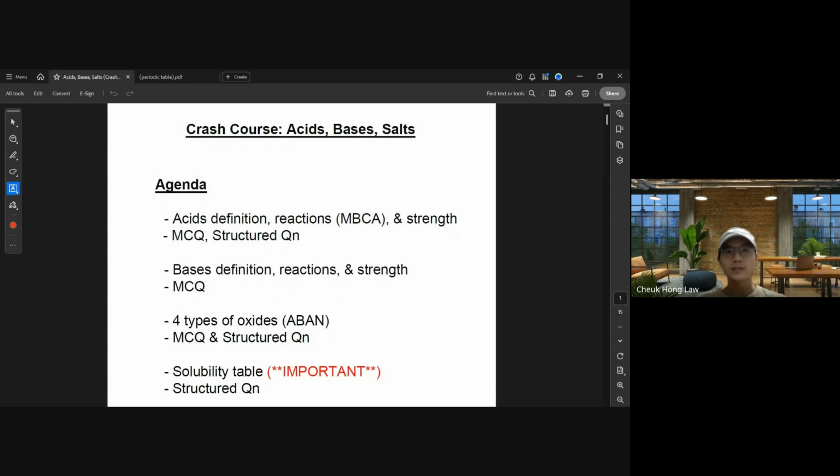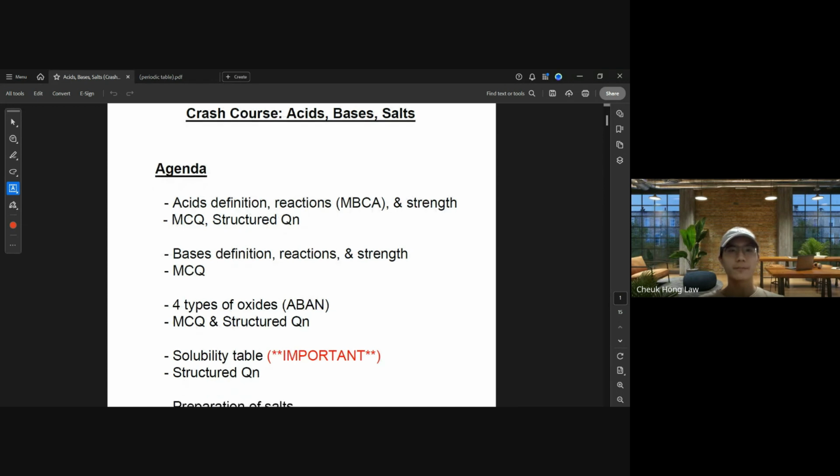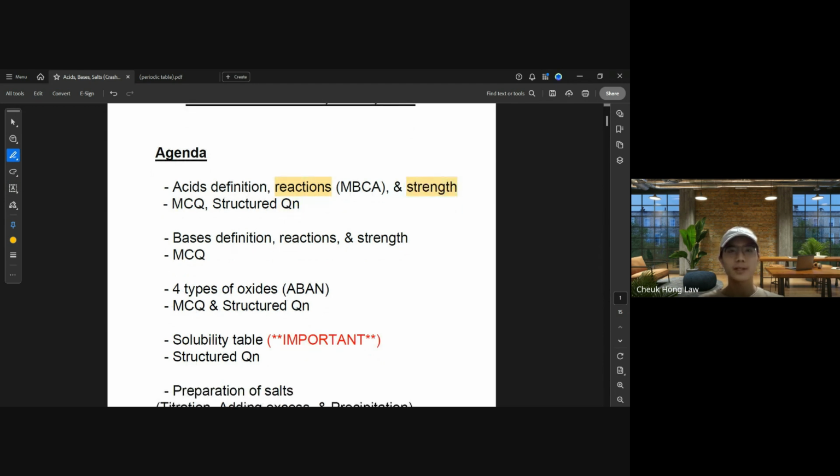Alright, so today's crash course is on acids, bases, and salts. So we'll be covering the key concepts and also the common misconceptions that most students have. Our agenda today is to cover the definition of acids, all the reactions, and also strength, whether an acid is strong or weak. Then there will be an MCQ and a structured question for you to try.